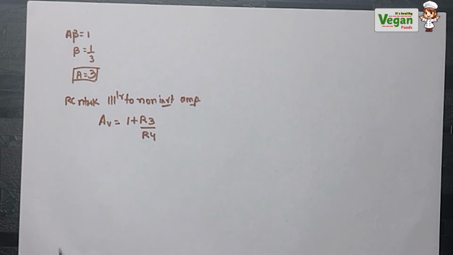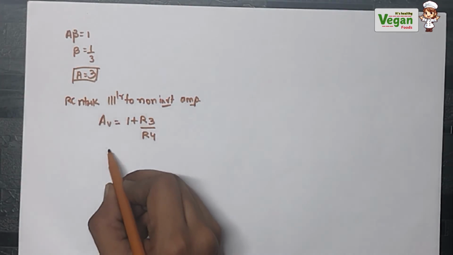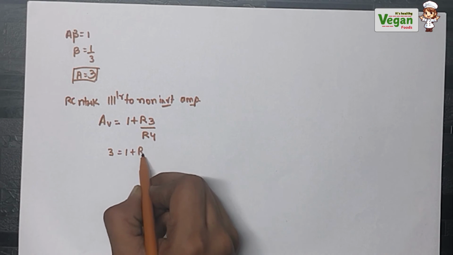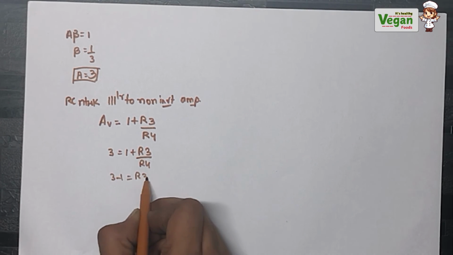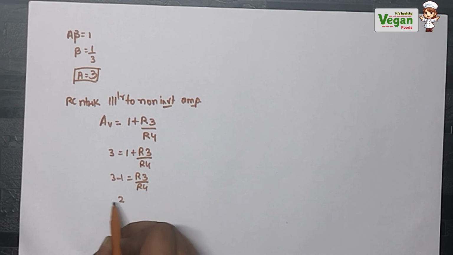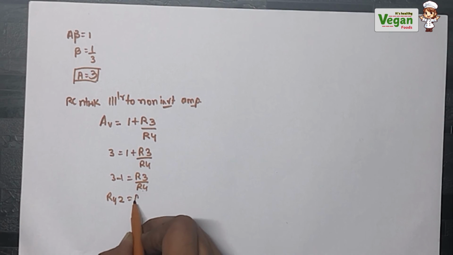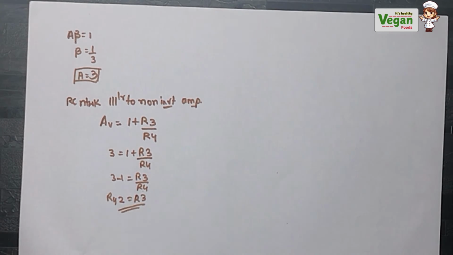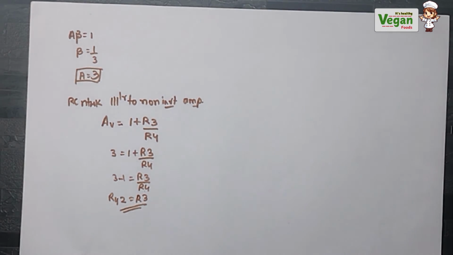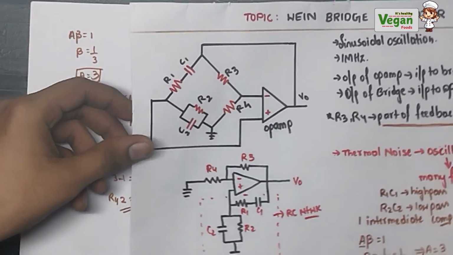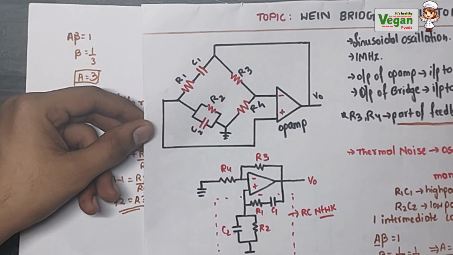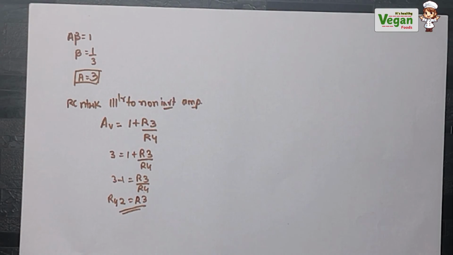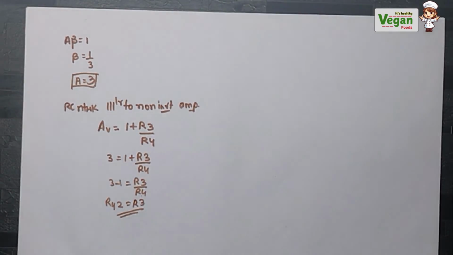Now we know the value of A, which is 3. Therefore, 3 is equal to 1 plus R3 by R4. So 3 minus 1 is equal to R3 by R4, which is 2. Moving R4 across, 2 times R4 is equal to R3. Therefore, the R3 value will be 2 times the R4 value. Now we have the resistance values.